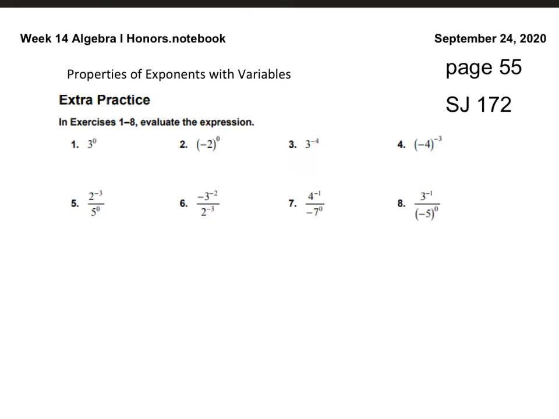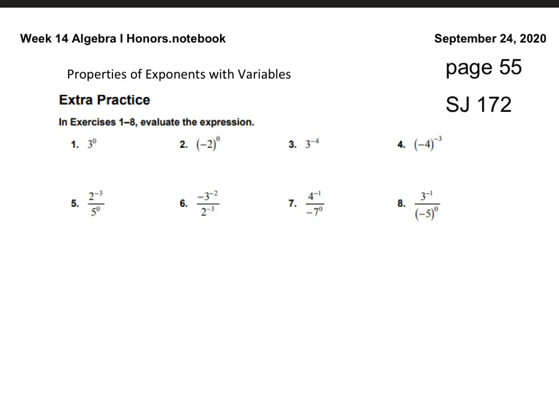You will need Student Journal page 172 for this lesson. This is page 55 in your notebook. Looking at number 1 for the extra practice. This is a property of exponents that you need to remember.